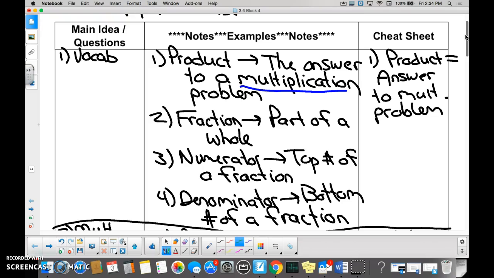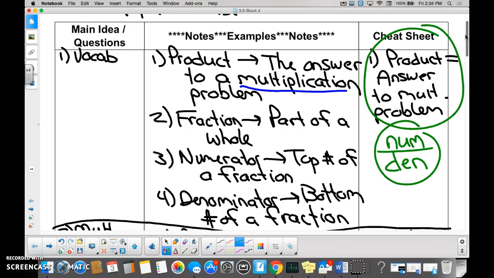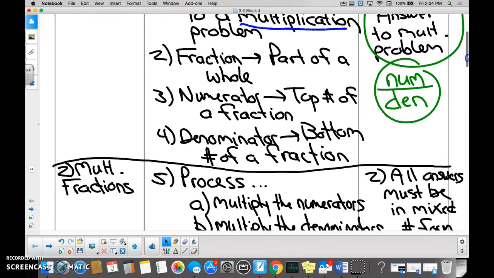The first group, your cheat sheet idea was this. Numerator, top, denominator, bottom. That was the first group. Second group, you said a product is an answer to a multiplication problem, right? Yep. Okay, now let's go down and take a look at what this looks like.